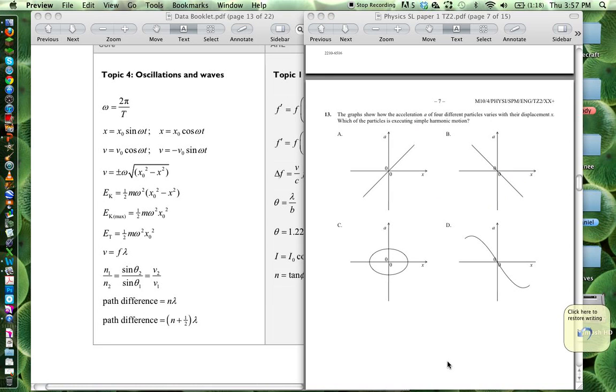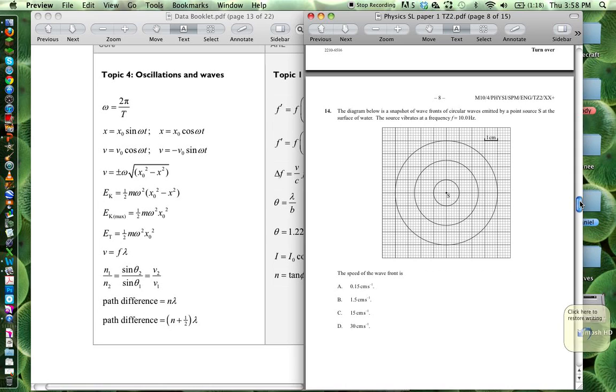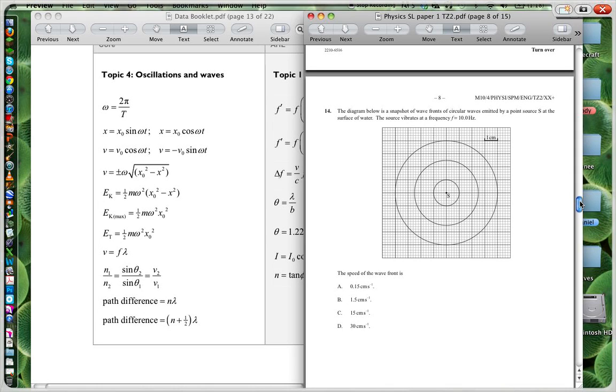And going on to 14. Got this one over here. The diagram below is a snapshot of wavefronts of circular waves emitted by a point source S at the surface of the water. The source vibrates with a frequency of 10 Hertz. Now we've got to work out the speed. So our formula relating to that is v equals f times lambda.